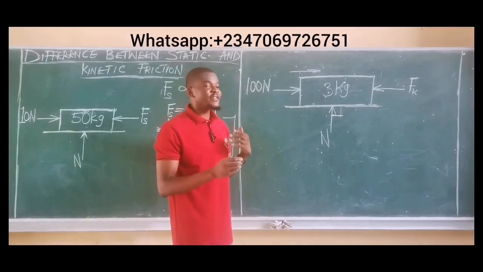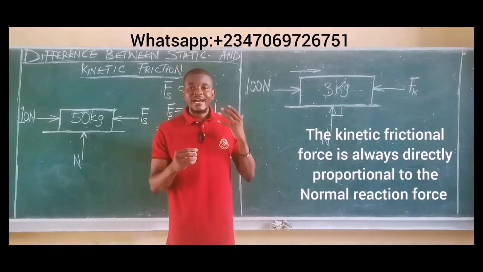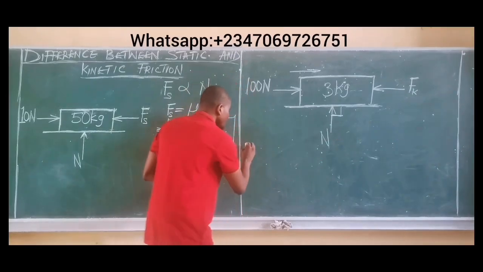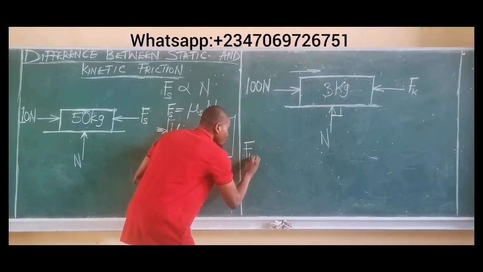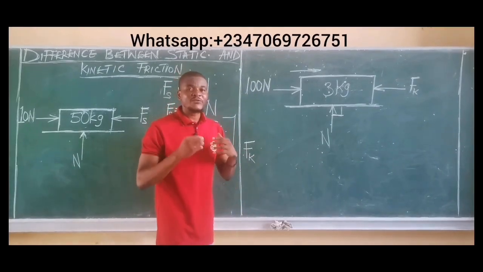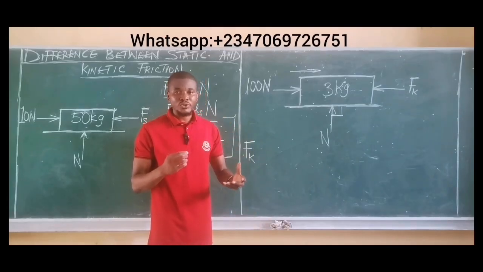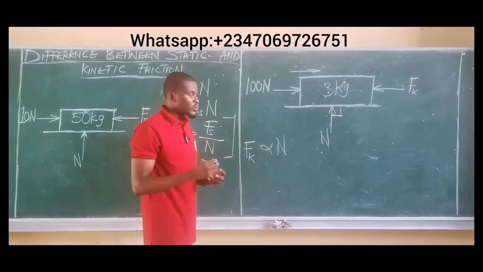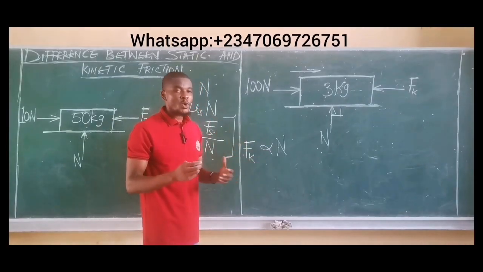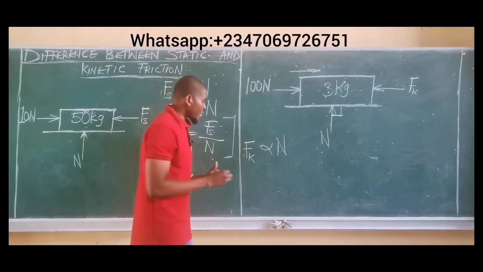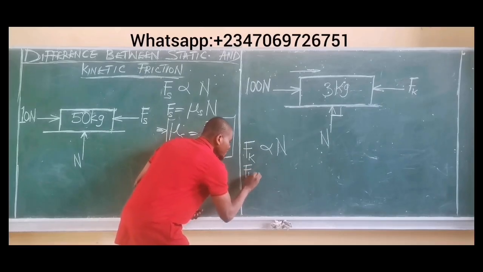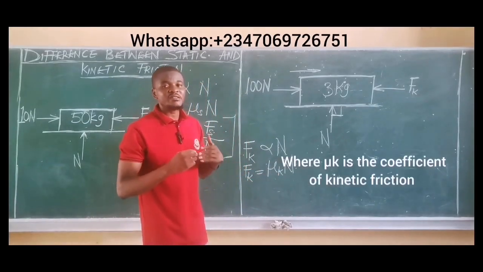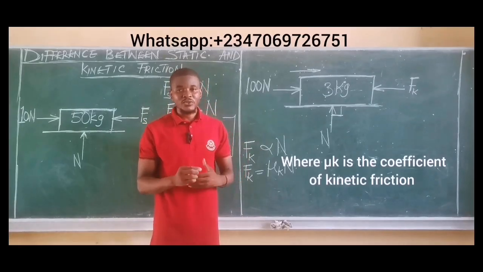And the kinetic frictional force, just like the static frictional force, is also directly proportional to the normal reaction force. So you simply have that Fk, K for what? Kinetics, which means the frictional force applied when an object is in motion. So Fk is directly proportional to the normal reaction. And you know that whenever we remove a proportionality sign, we always introduce a constant. Now, Fk is simply equal to mu k multiplied by N, where mu k is called the coefficient of kinetic friction and not static.